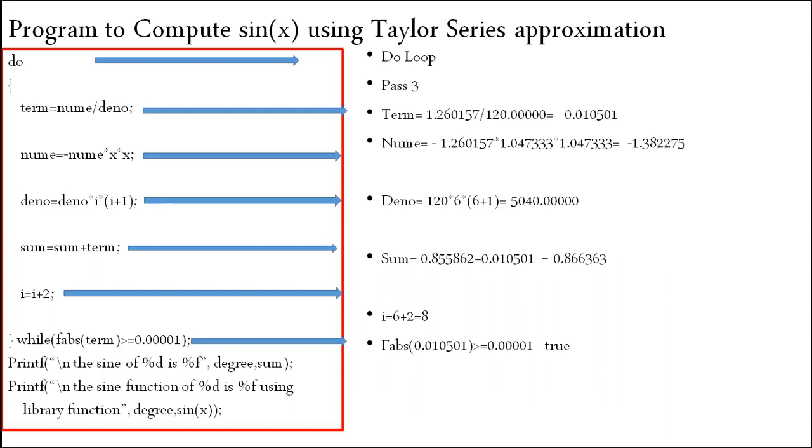I'm taking the value which is there with respect to term, and I'm comparing with the very smallest number. So this time my term value is 0.010501, which is greater than or equal to 0.00001. So I will check whether it is true or false. So at this time it is true. If it is true, again I want to perform one more pass. Until it becomes false, I want to keep doing the iterations.